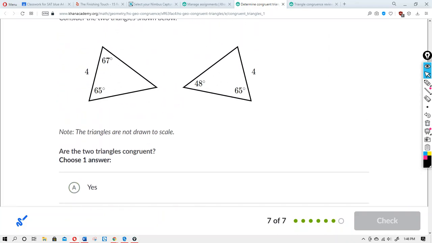All right, so here it would make sense to find the missing angle. I'm going to find this one here. And remember that the angles of a triangle add up to 180. So if you just do 180 minus 65 minus 67, I get 48.